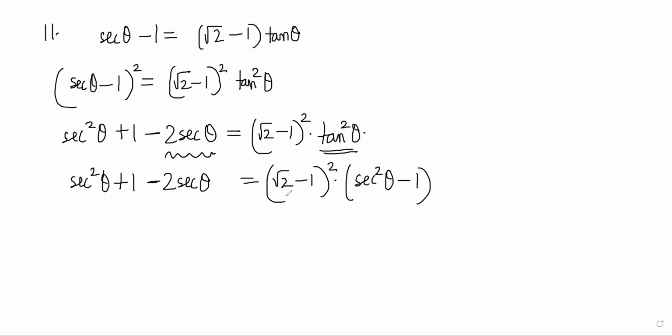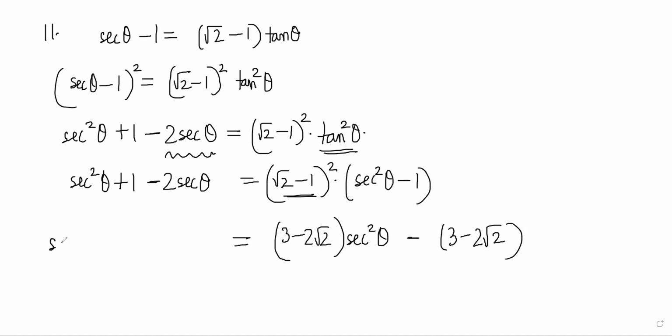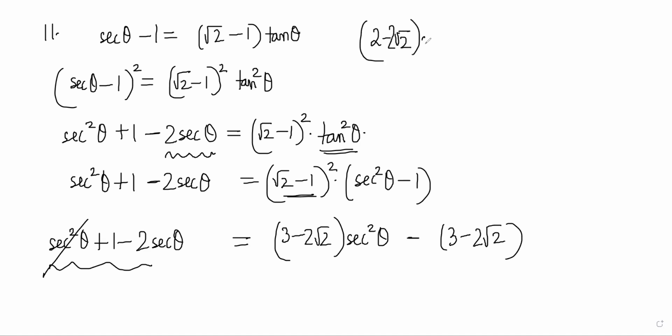So if you square this, what will come? 2 plus 1, 3 minus 2 root 2. We have 3 minus 2 root 2 sec square theta minus 3 minus 2 root 2, right? On this side, we have sec square theta plus 1 minus 2 sec theta. So everything on this side, I'll bring to the other side. The sec square theta will get cancelled. You will get 2 minus 2 root 2 sec square theta, right?